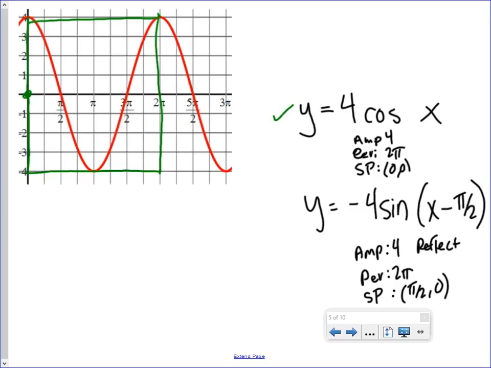Okay. So then looking at Nick's frame, he's starting at (pi over 2, 0). He says there's an amplitude of 4. I'm agreeing with that. A period of 2 pi, so we'd have to go to 5 pi over 2.